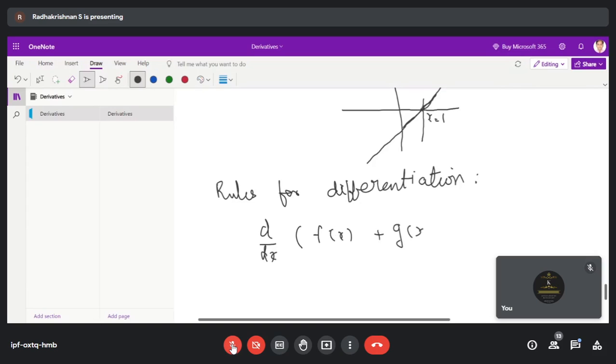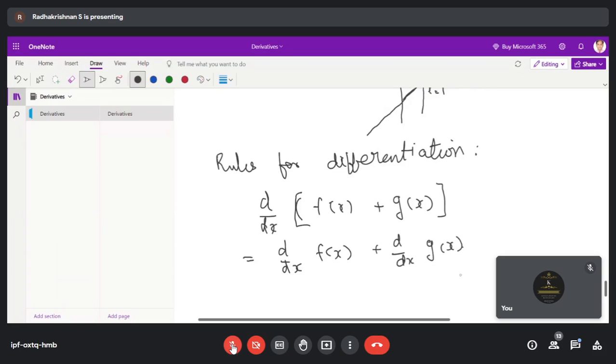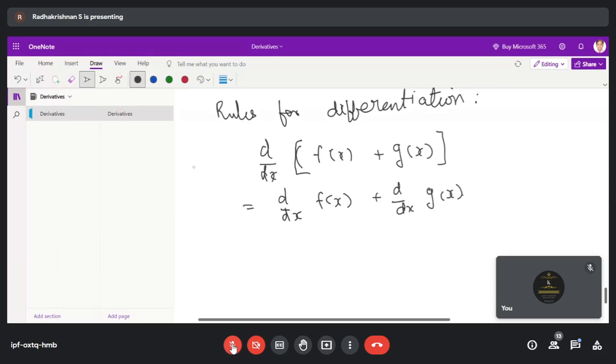So two functions are there, f of x and g of x. Suppose you want to differentiate this function, it is d by dx of f of x plus d by dx of g of x. This is rule number 1. The same thing applies for minus also, so I am not writing minus separately. This is called the addition or subtraction rule.